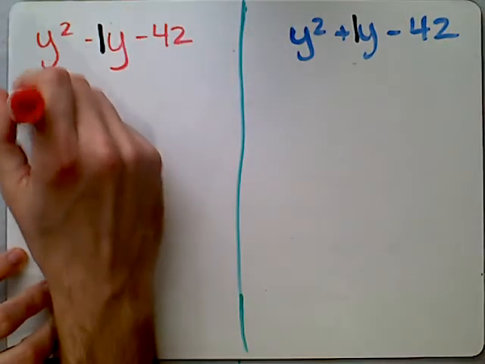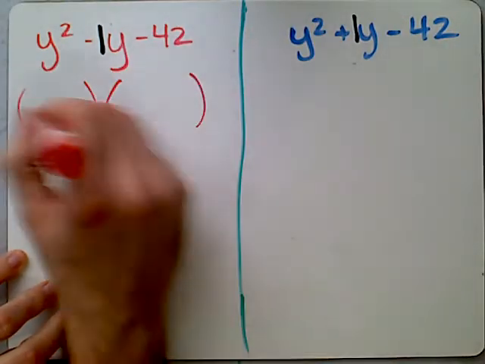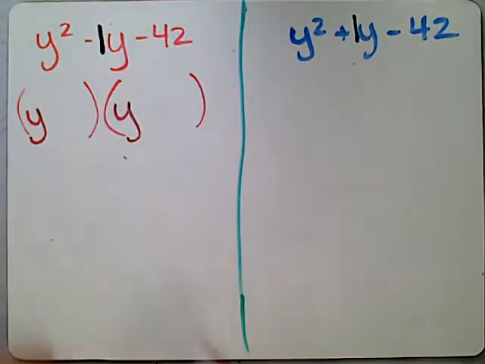We want to start here by putting our sets of parentheses, putting the variable y here in the front because y times y is y squared. And then from there we're going to list factors of -42.